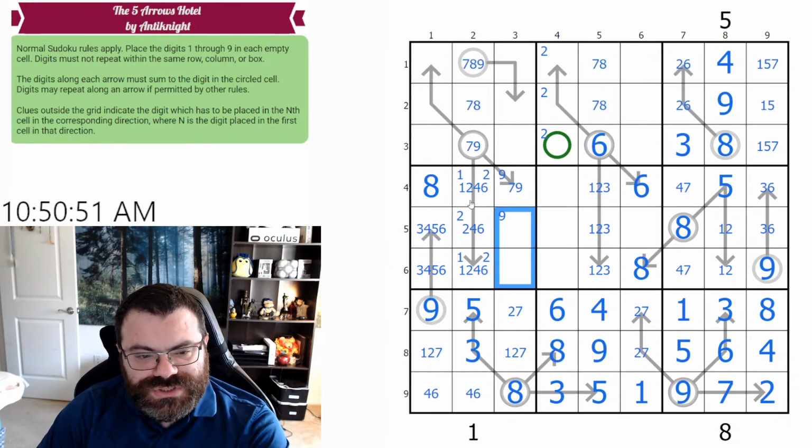So these can't be 1, 2, 4, or 6. So we could be 3, 5, 7, or 9. That's not a 9.